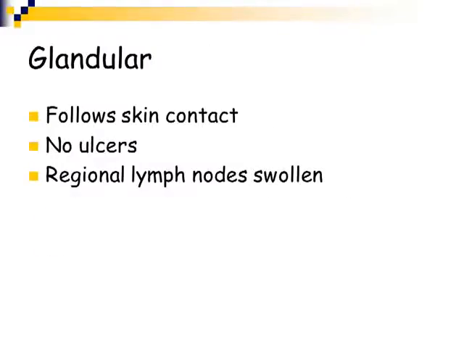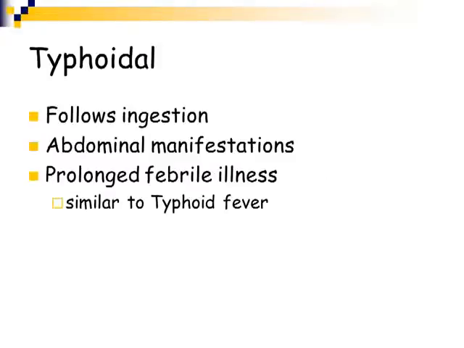The glandular form follows skin contact. Usually there are no ulcers that you can see, however, the regional lymph nodes do become swollen. Typhoidal is the type that follows ingestion of the organism, and it leads to abdominal symptoms and can also lead to a very prolonged febrile illness, very similar to typhoid fever, where the person is feverish and just doesn't feel very well, kind of tired and achy for a very long time.